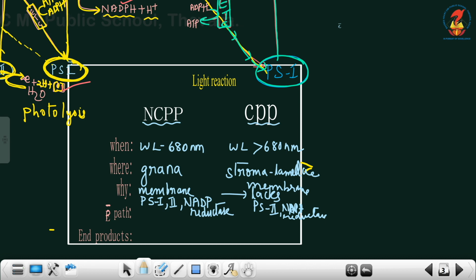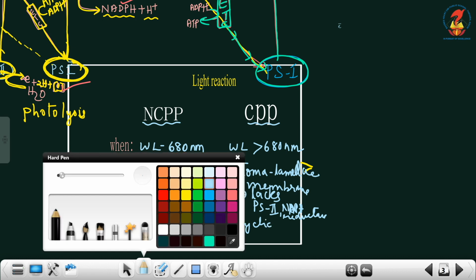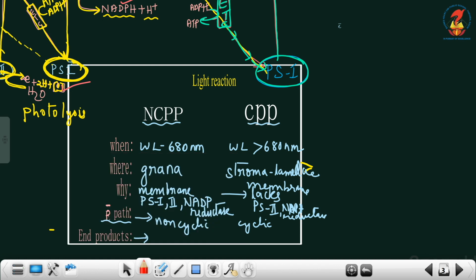Next, electron pathway. That is very simple. The electron path you saw, in NCPP it took a non-cyclic path, whereas in CPP it took a cyclic path. And lastly, what are the end products? This I will highlight with another color. The end products are oxygen, energy molecule ATP and NADPH. Here only ATP is the end product. So, you got the difference between NCPP and CPP.